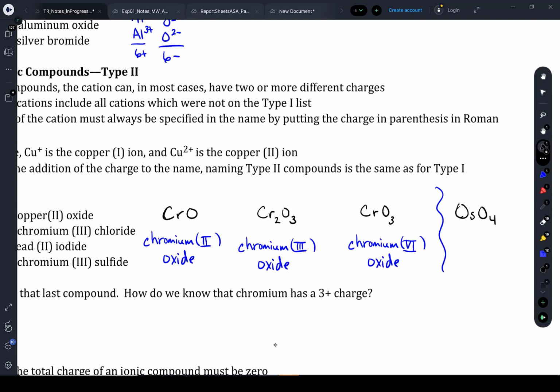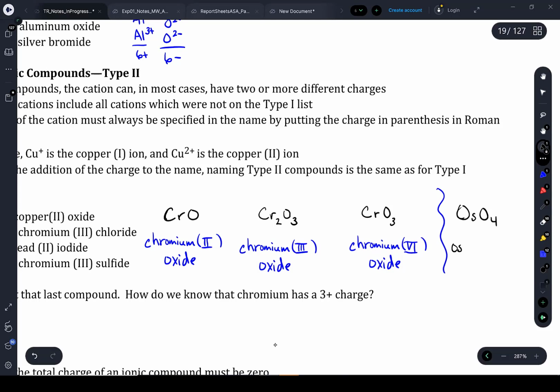Why is that technically wrong? Those are not both. Yeah, they're not nonmetals, but a lot of people don't care anyway, and so historically they do it. But that shouldn't be technically called osmium tetroxide. It should be called osmium what? 8, because the 4 oxygens would be 4 minus.